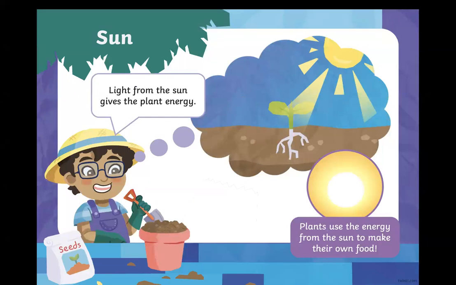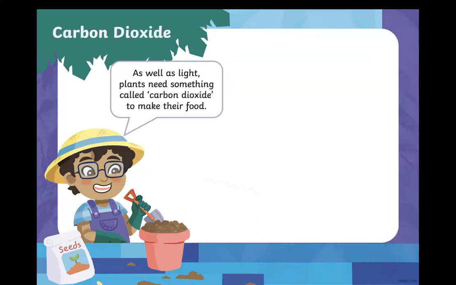I think I have informed you before that a single plant is a single manufacturer because they can manufacture their own food. We cannot even manufacture our own food. We can only cook, but we have to buy it somewhere else. But plants live by themselves. So they use the energy from the sun to make their own food.